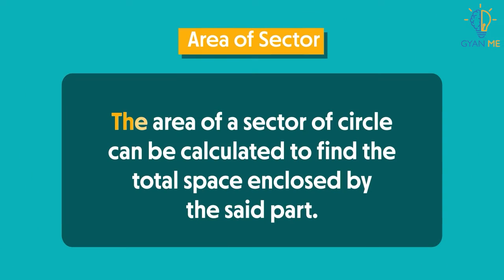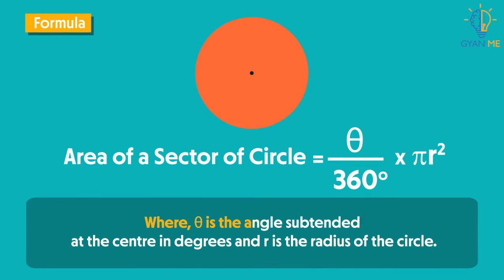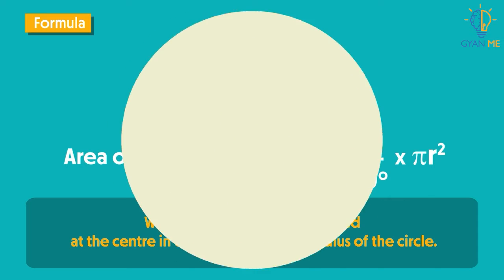The area of a sector of a circle can be calculated to find the total space enclosed by that part. The area of the sector can be calculated using the formula theta upon 360 into pi r square, where theta is the angle subtended at the center in degrees and r is the radius of the circle. Now let us derive this formula.